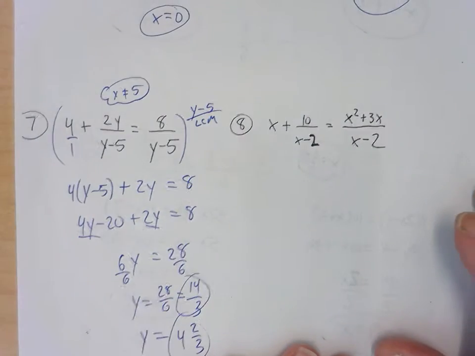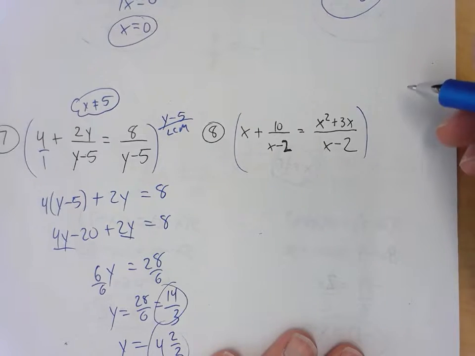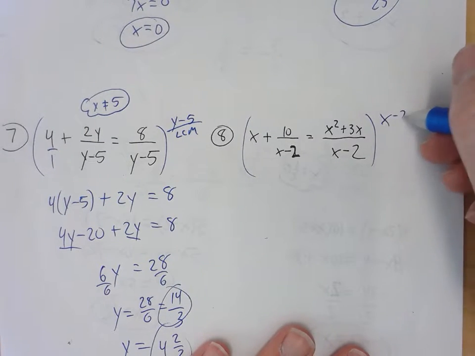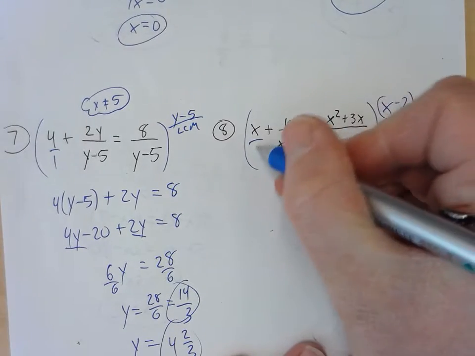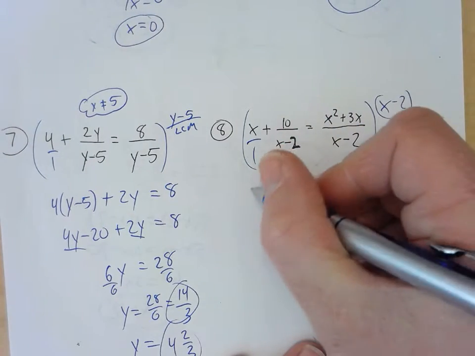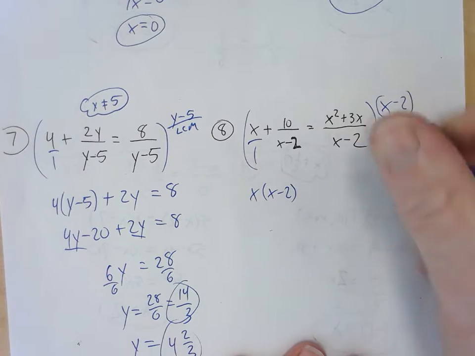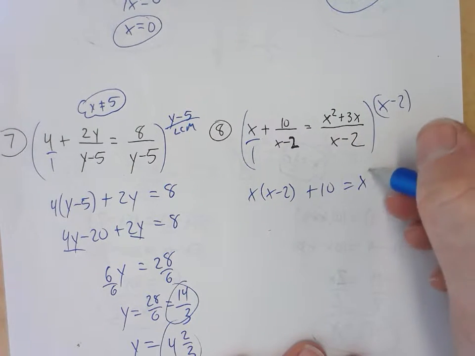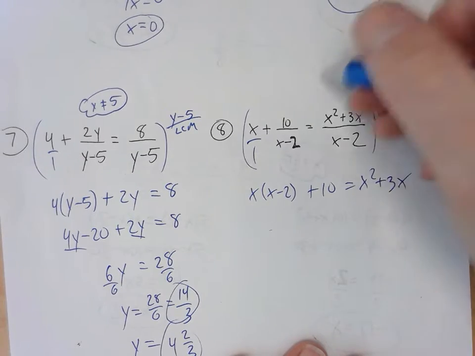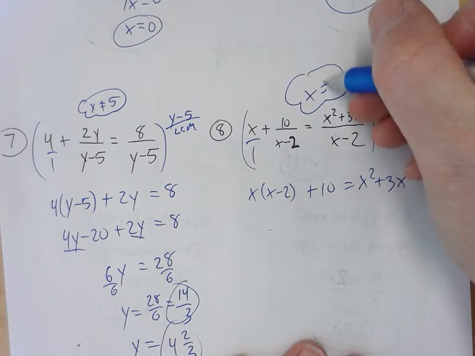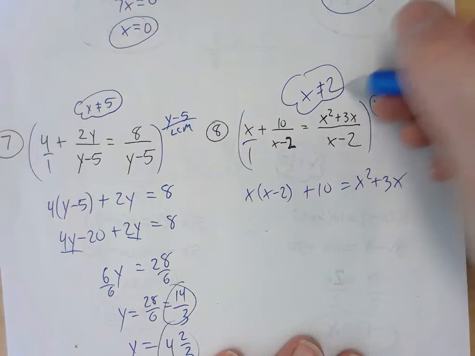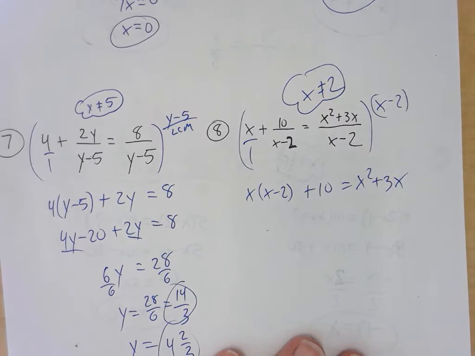Okay, and then the last one here. X minus 2. So there's an invisible 1 there. So 1 goes in that, x minus 2. So it's x times x minus 2. Evenly plus 10. Evenly x squared plus 3x. Puffy cloud says that x cannot be 2. X cannot be 2. So if 2 comes up, then that's the bad solution.